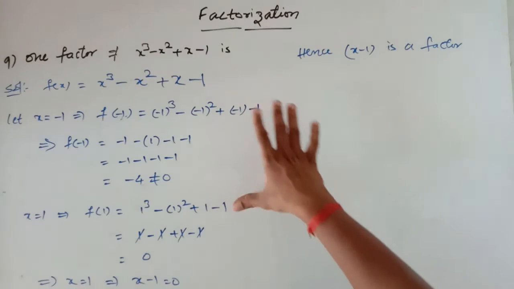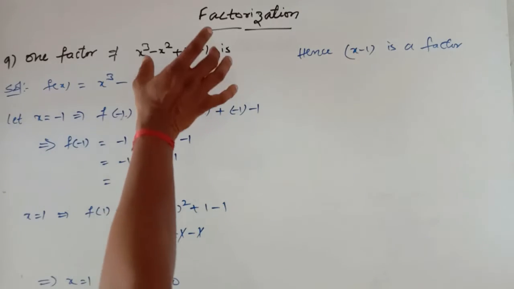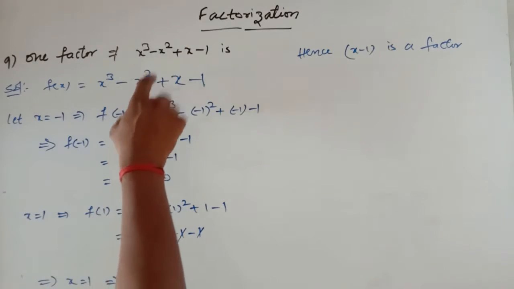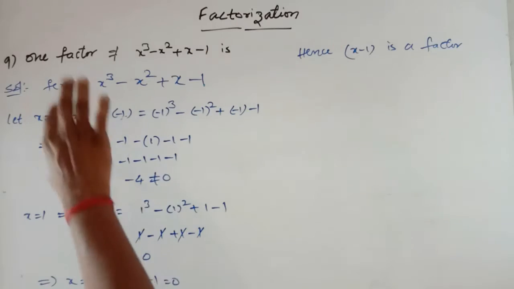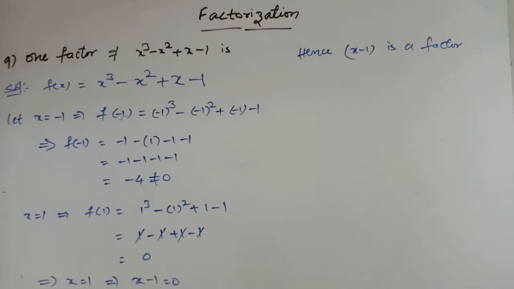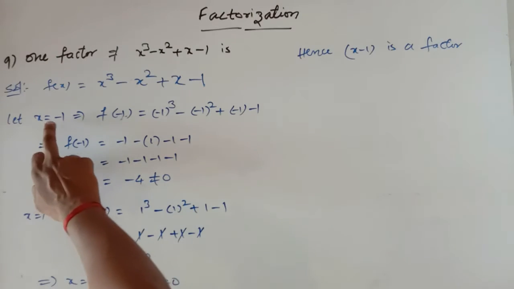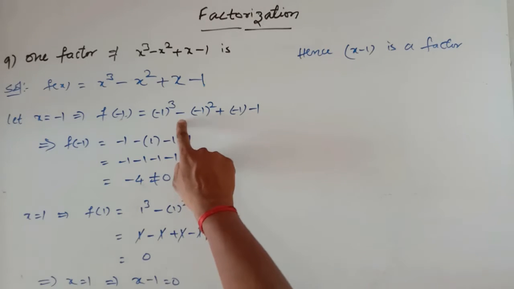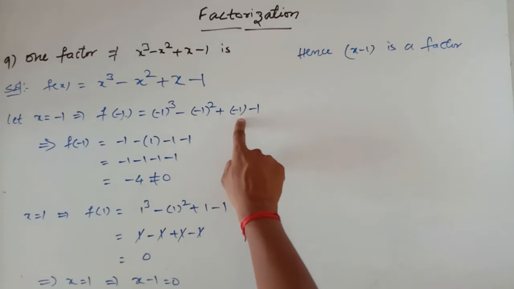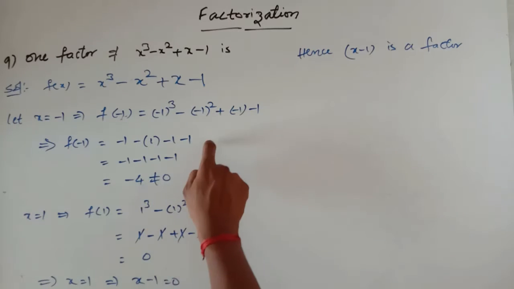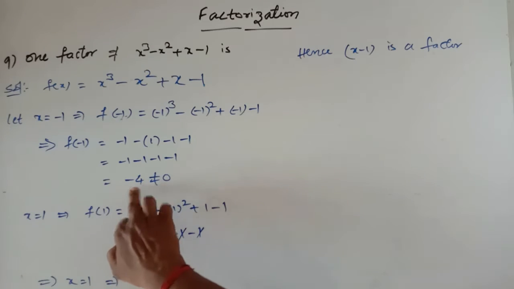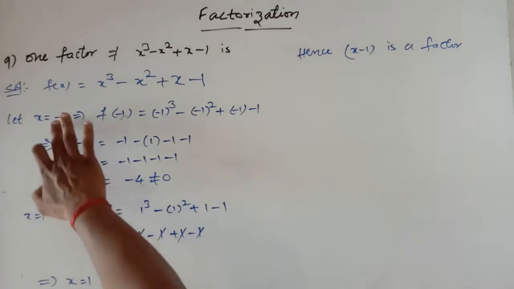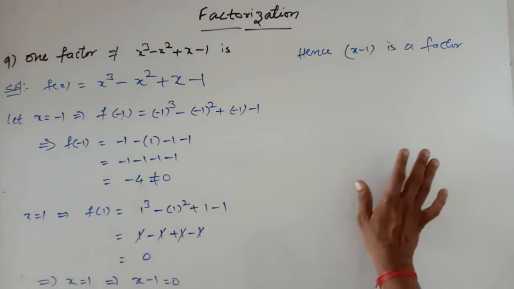So here once again I am explaining, I am thinking of this expression as f of x. Now by trial and error method, I may substitute x equal to minus 1 or minus 2 or plus 2, and we need to get the value 0. I first substitute x equal to minus 1, f of minus 1 is equal to (minus 1) cube minus (minus 1) square plus (minus 1) minus 1. After simplification I get minus 4. Minus 4 is not equal to 0, so x plus 1 is not a factor.